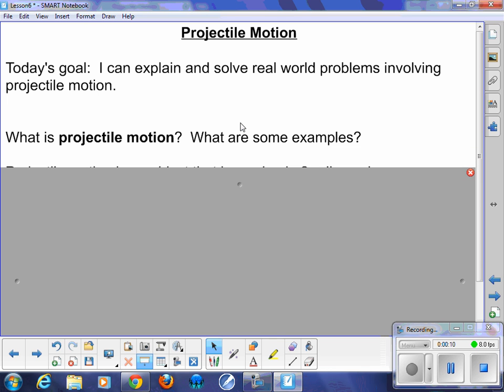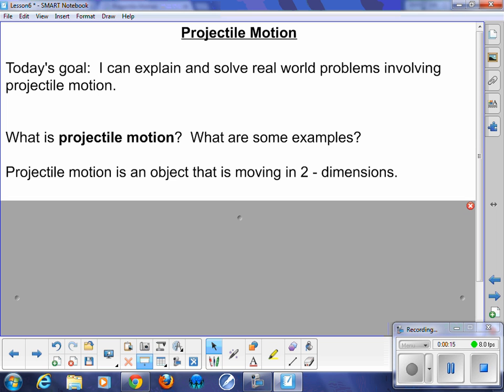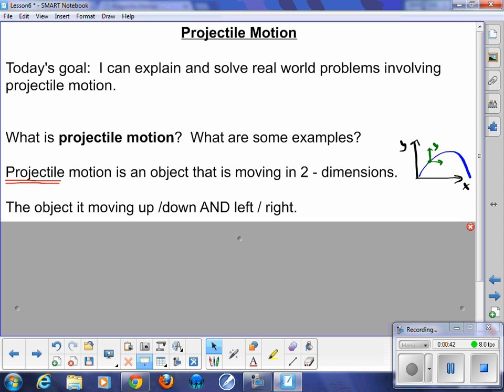So as we move through, what is projectile motion? What are some examples? Projectile motion is an object that is moving in two dimensions. We did introduce this, you did see this in the grade 11 course. Basically a projectile is moving in both the y and x direction simultaneously. So it would have two components: the x component of motion, and the y component of motion. So that is what projectile motion is.